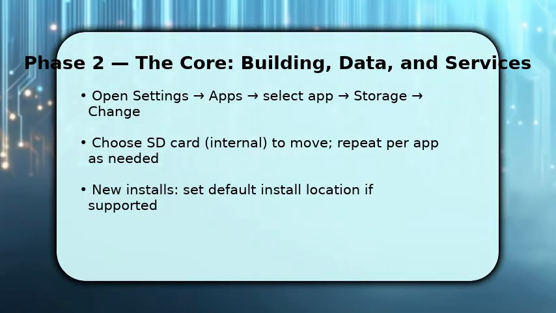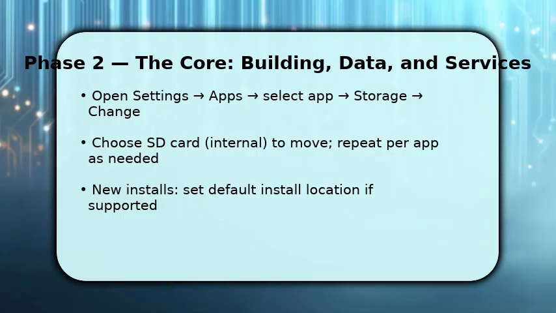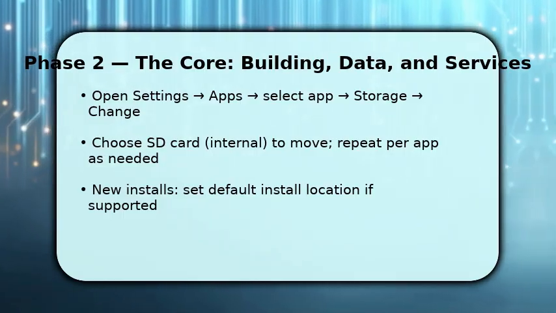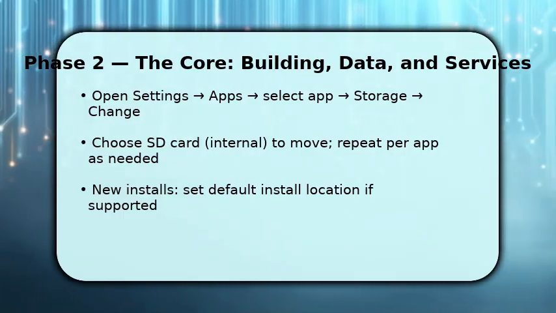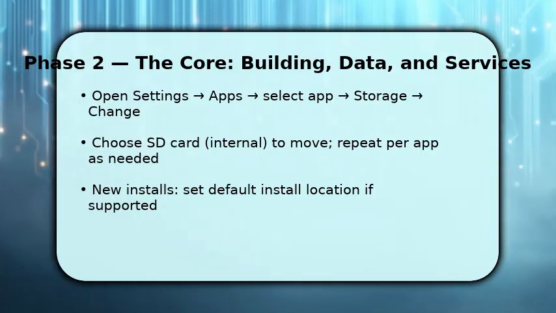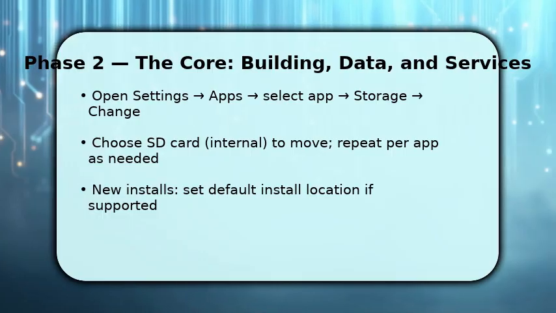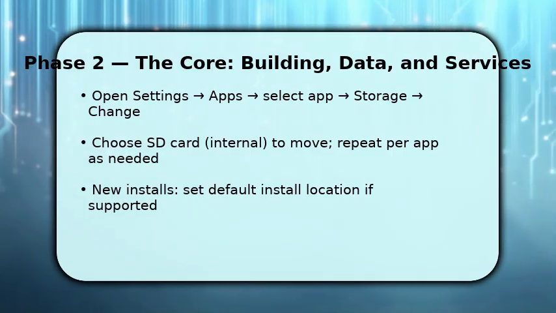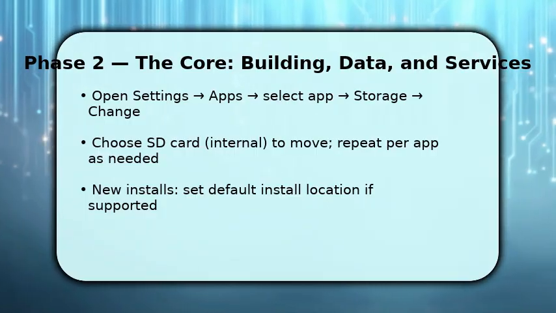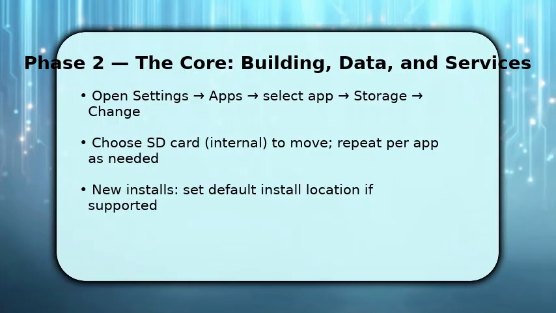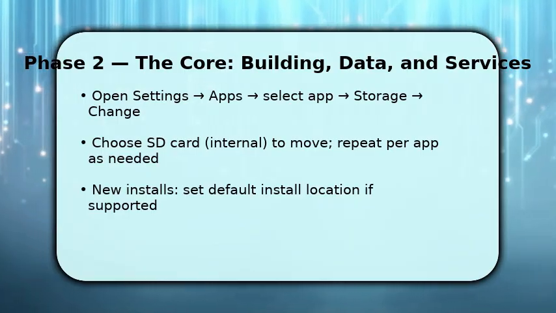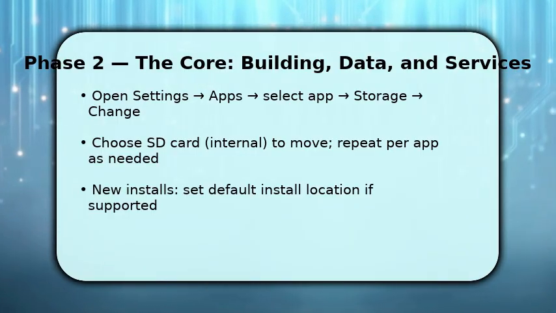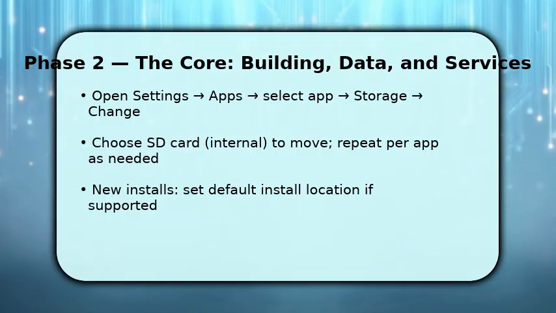For existing apps, go to Settings, Apps, pick an app, tap Storage, then Change and select the SD card as the destination. The move can take seconds to minutes depending on app size. Larger apps transfer slower. For new installs, some launchers or system settings let you set the default install location. Select the SD internal. Make sure critical apps remain on internal if you notice performance lags, because some apps don't run well from slow cards.